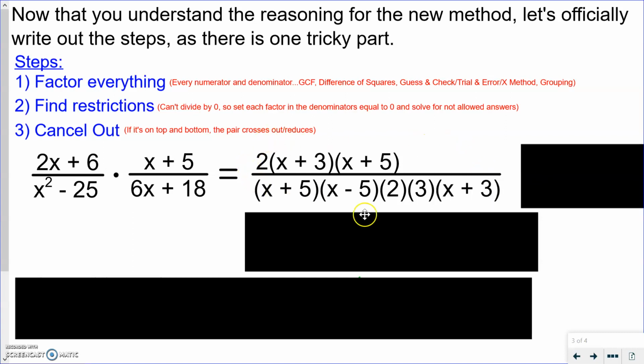So that is fully factored. Step 2 is find the restrictions. Remember, the bottom cannot be 0. Remember, this is multiplication. So if this first factor is 0, it doesn't matter what these are, because 0 times anything is still 0. So I'm going to go in order, look at the bottom.